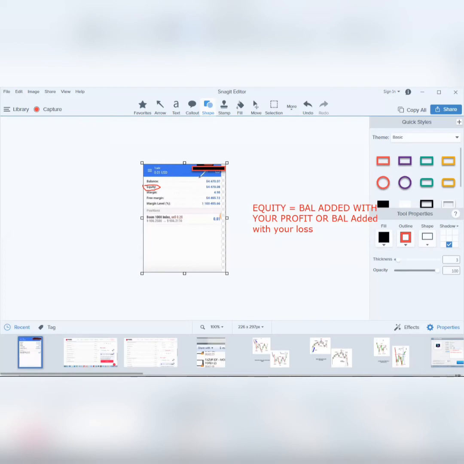So here now, the balance was $54,470.07, and he had a running trade, and the profit on that trade was 0.01 USD. So if you add the balance plus the profit, 54,470.07 plus 0.01, the equity will be 54,470.08.